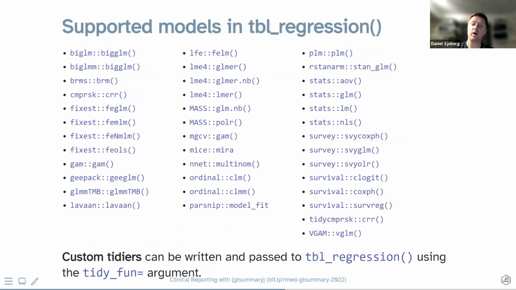All right, so lots and lots of models are already supported. Essentially, if the broom package has a tidier for your model type, there is a very good chance that it's supported out of the box. There are likely far more model objects that are supported, but I've just never tested them because I haven't needed to. If that tidier exists already, that's fantastic. Use it. If it doesn't exist, the tbl_regression function does have a tidy_fun argument where you can write your own tidier and have it do whatever you need it to do. And it can be supported by the package as well.